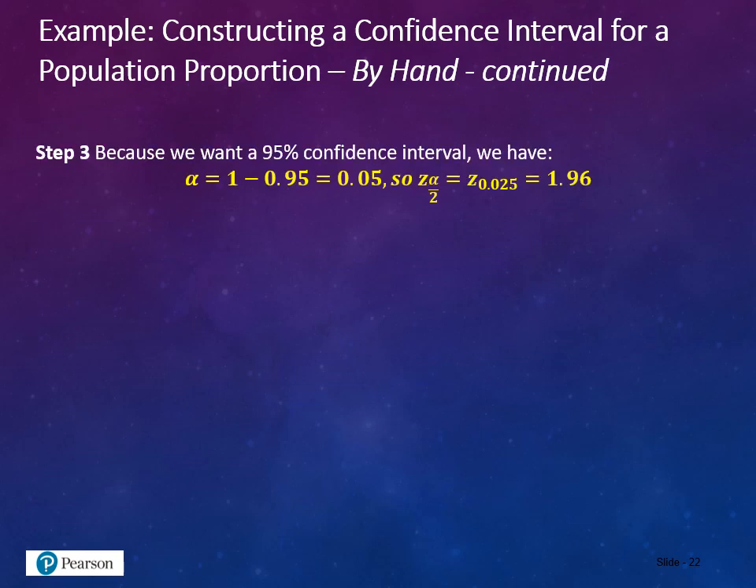The next thing we have to do is we want a 95% confidence level. So we have alpha, which of course equals 1 minus the confidence level, which gives us an alpha of 0.05. So our critical value, z sub alpha over 2, is z sub 0.025, right? 0.05 divided by 2.